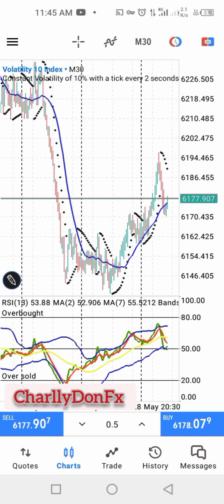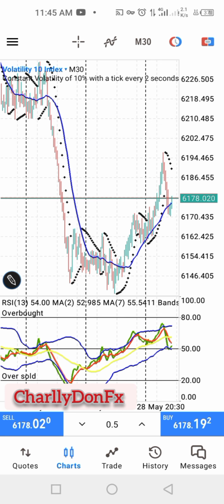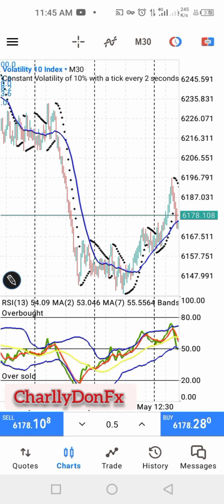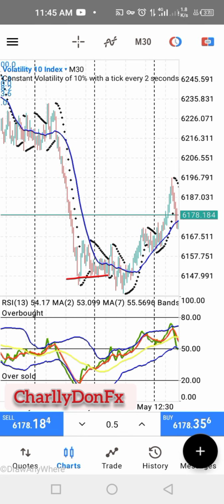Now, how does this strategy work? This is a pure price action strategy and it comes along with the divergence. If we are able to spot the divergence, you are good to go, guys. For example, on the 27th of May, this was the low. This was the low of 27th of May, and this was the low of 28th of May.